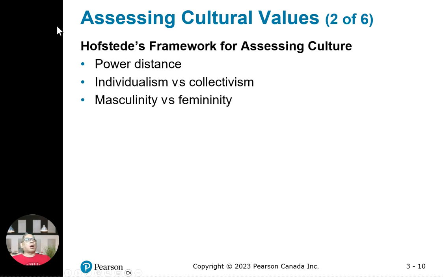Okay. The Hofstede framework for assessing culture includes power distance and individualism versus collectivism. This is the West versus the East. This is a good example. In the West, we are mostly based on individualism. In the East, it is the other way around, collectivism. And masculinity versus femininity.